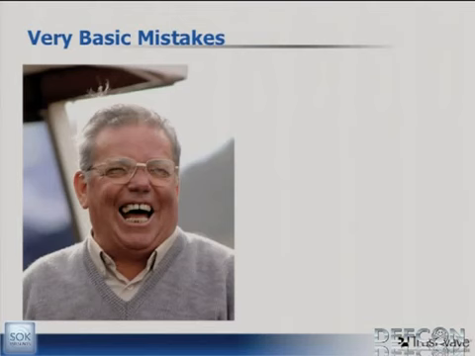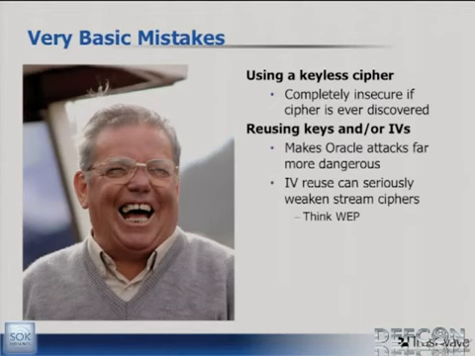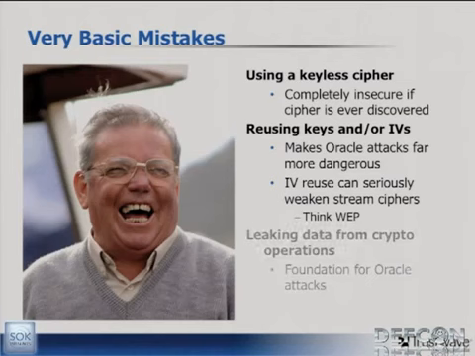So let's talk about some basic mistakes. One, using a keyless cipher. If you're using a keyless cipher, it is not secure unless it's totally private, unless nobody else knows how the algorithm works. And even then, it's probably not very secure. Also, reusing keys and initialization vectors. That's a bad idea, and we'll see that shortly. It makes Oracle attacks far more dangerous, and it can also seriously weaken the integrity of stream ciphers. WEP is an example of this. And leaking data from crypto operations, that sort of builds the foundation for Oracle attacks.